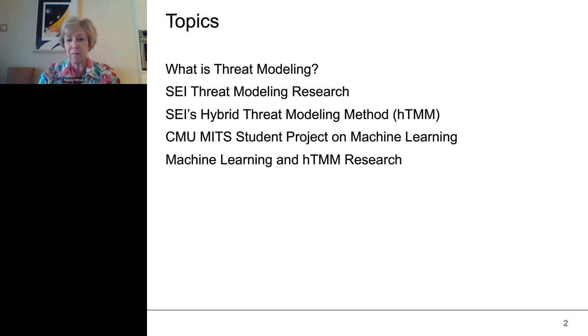With that, we've got five topics, but they really can be reduced to two. The first three are all about threat modeling, research that was done while I was at the Software Engineering Institute, from which I'm now retired. And then the second set of activities will be focused on work that I did at Carnegie Mellon with some students on machine learning, and then some future activities trying to marry the two areas together, threat modeling and machine learning.